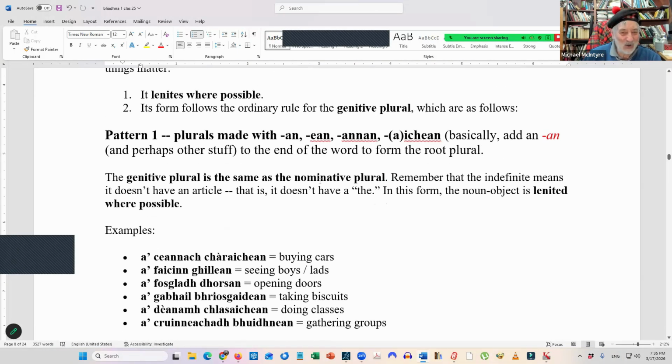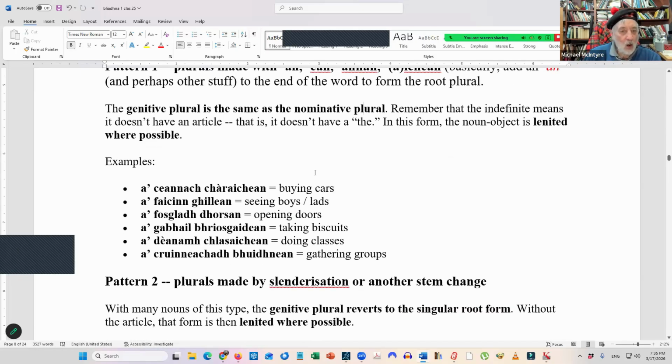If you remember the rules for the genitive plural, those made with basically an -an at the end. It could be some other stuff before the -an, but essentially the -an ending. Then the genitive plural is the same as the nominative plural, except that it's lenited. Got that? So this is easy.